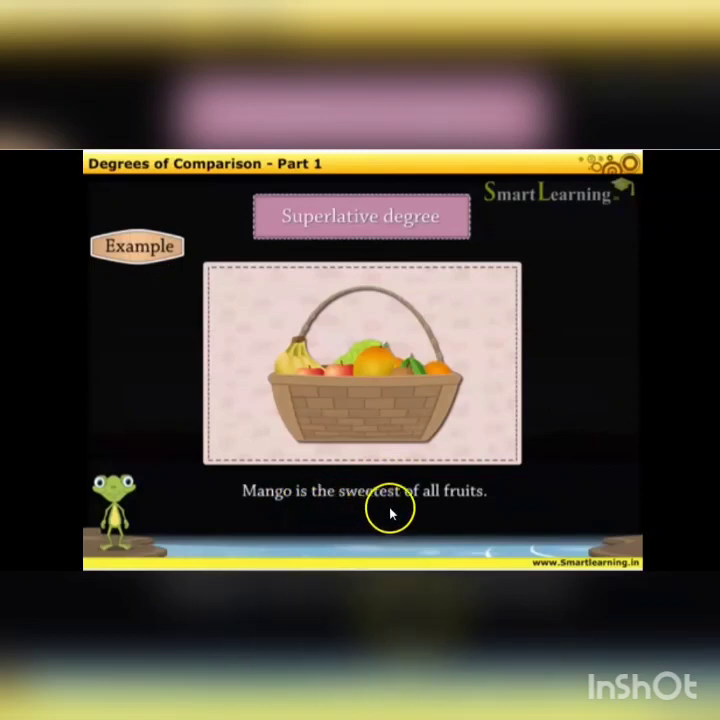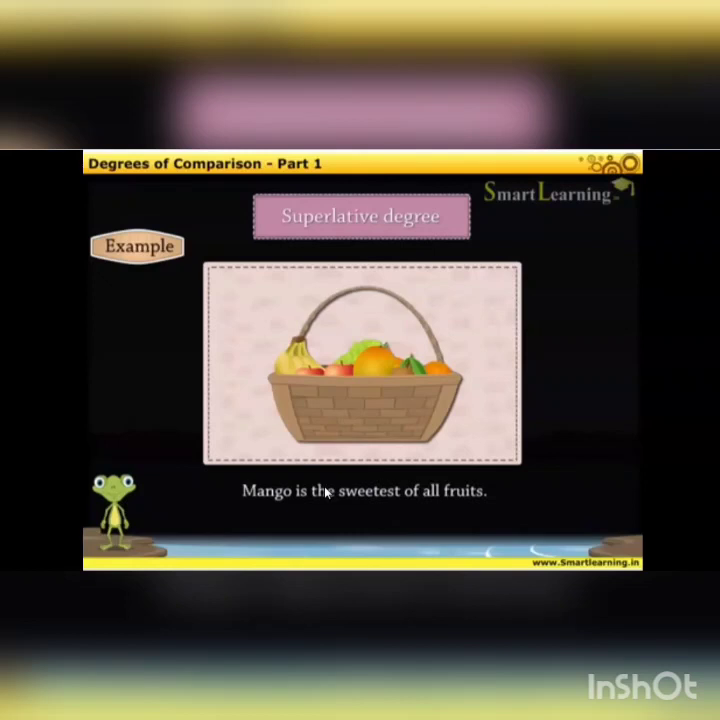See here. Mango is the sweetest of all fruits. Now your comparison is done among many, and what is said? Mango. One is shown with the superlative degree. So mango is the sweetest. See here, est is added, and the. Mango is the sweetest of all fruits. So this is how the superlative degree is formed. You have to add est, and when you are writing sentences, the article the has to be there in the sentence.